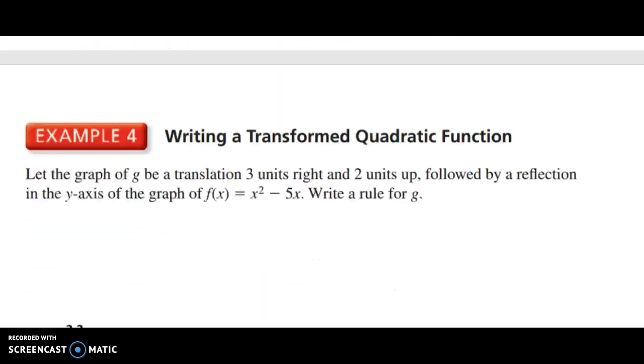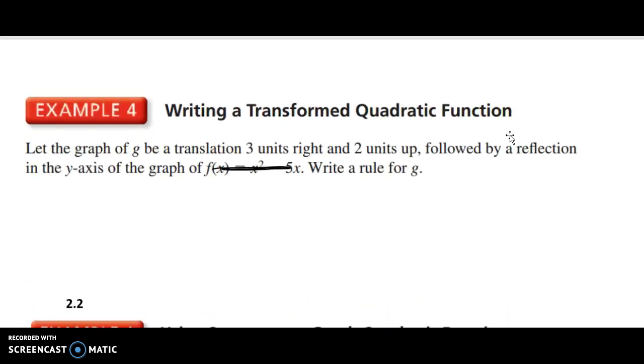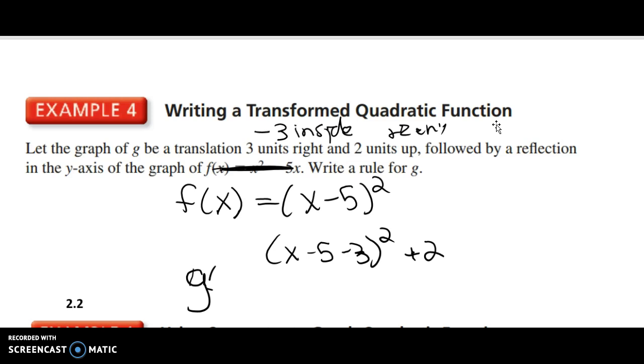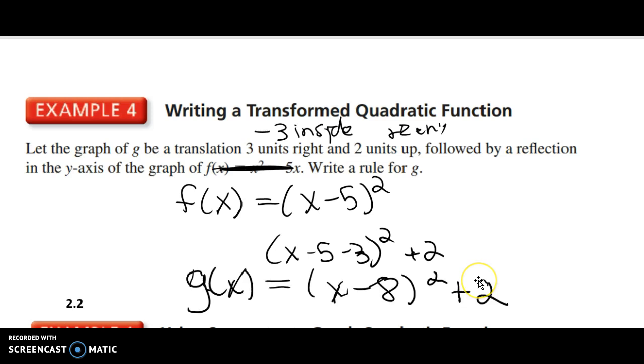Let's look at example 4. I'd like you to change example 4. Let's make it a new function. Let's make it (x minus 5) all squared. Now let's do what they asked. They want us to move it 3 right and 2 up. The 3 right means I'm going to put a minus 3 inside. And the 2 up means I'm going to add 2 to the end. So I need to add a minus 3 inside and add a 2 to the end. And now just clean this up for our final answer. And there we go.